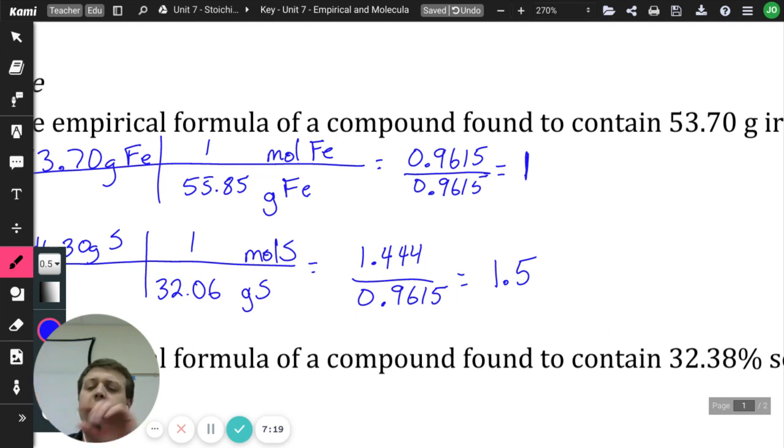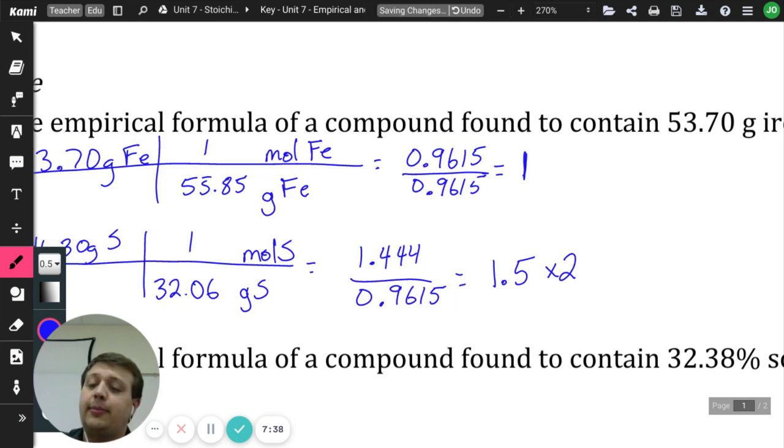Okay, so looking at this, is 1 a whole number? Yes, it is. Is 1.5 a whole number? No, it's not. So what am I going to have to multiply this 1.5 by to get it into a whole number? 2. So I'm going to multiply 1.5 by 2. Now, what I do to one, I have to do to the other. So I need to come back up here and also multiply that 1 by 2 as well. So I'm going to get 2 and 3.